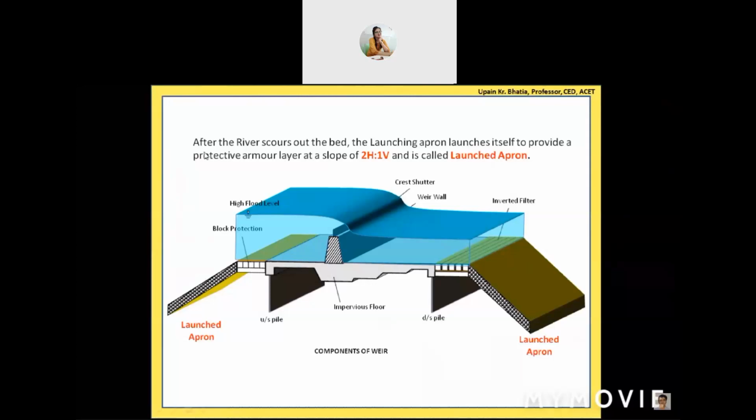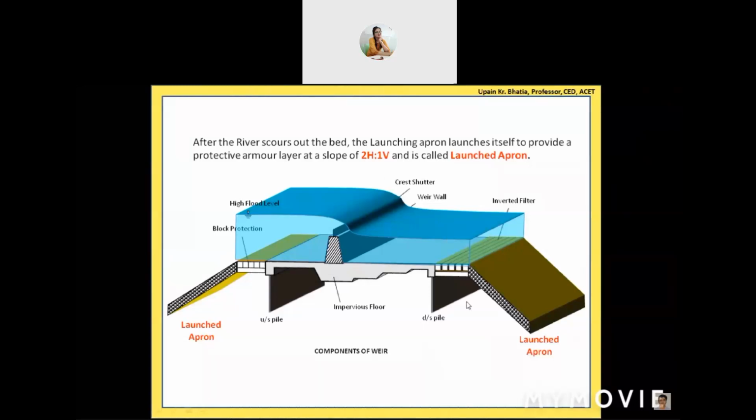So here we have a text line also, that after the river scours out the bed, the launching apron launches itself to provide a protective armor layer at the slope of two horizontal to one vertical, and is called the launched apron. Okay, so the slope of this particular launched apron is two horizontal to one vertical.